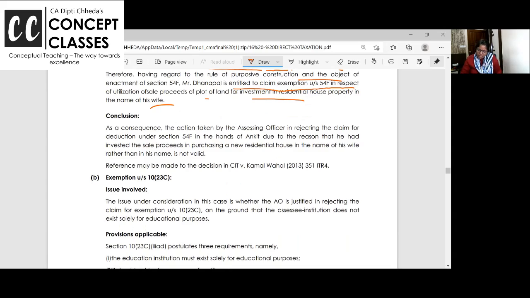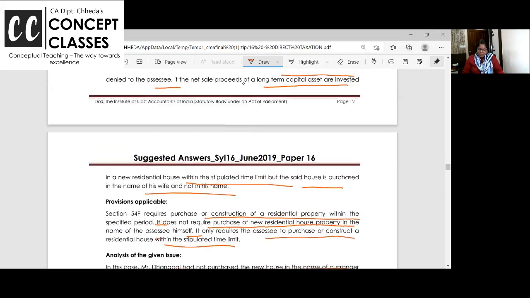Okay. So now the conclusion is, in this case, action taken by AO for rejecting deduction due to the reason that he had invested the sale proceeds in the name of his wife is not valid. I hope you are getting it. AO's claim is not valid. Reference may be made to decision in CIT versus Kamla Wahal's case, 213 and all those numbers, which are absolutely not important. Okay. Anyone wants me to repeat this case?